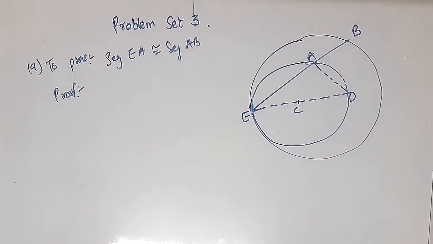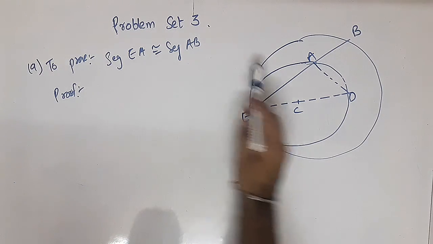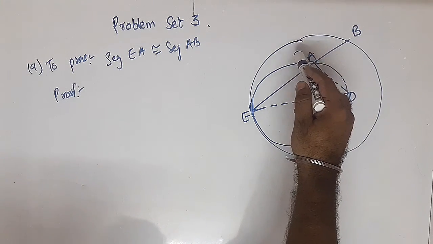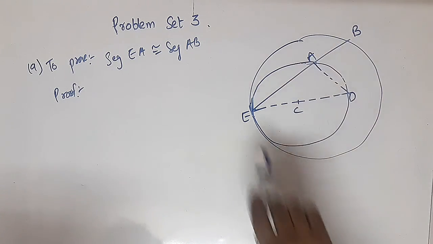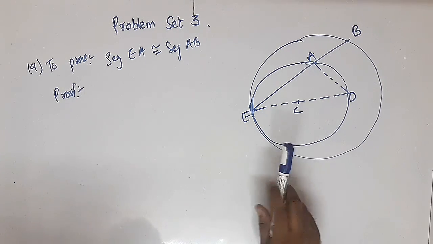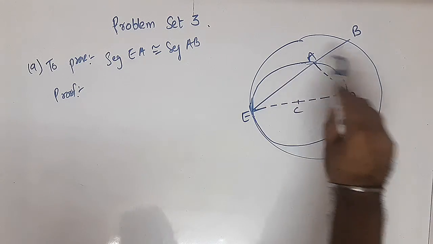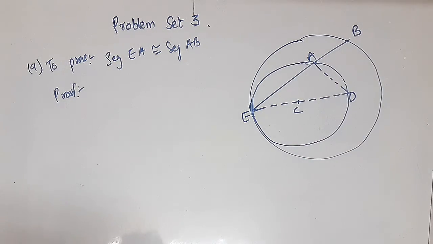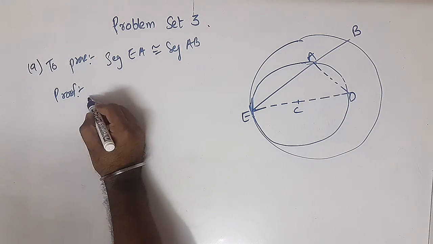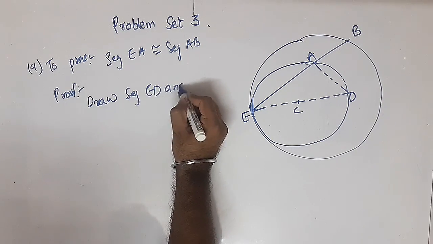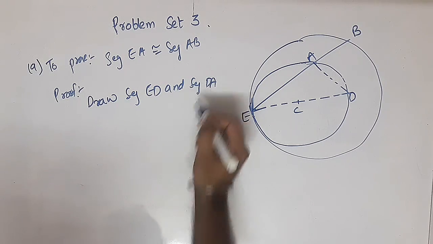Coming to sum number 19, we have to prove that seg EA is congruent to seg AB. Okay, you can see that these are two internally touching circles touching at A, and C is the center of the smaller circle while D is the center of the bigger circle. This much information we have. I've already drawn this and now I am writing the construction. Draw seg ED and seg DA.